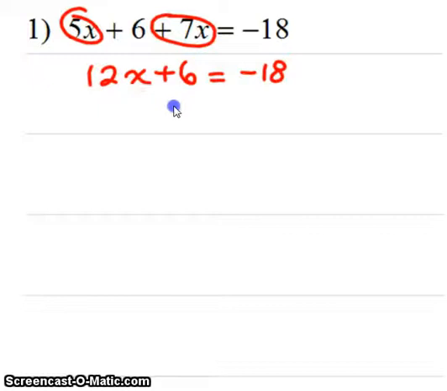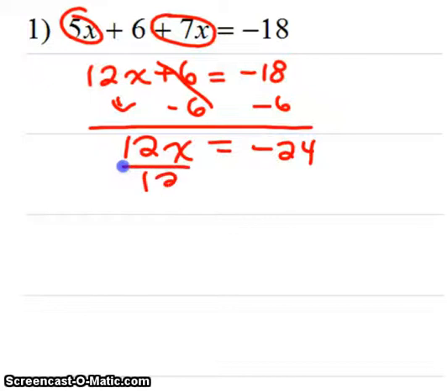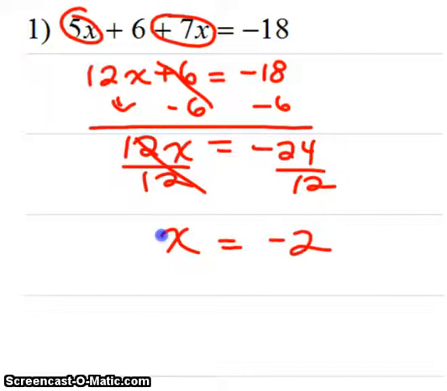We're left with a two-step equation. Get rid of the subtraction and addition stuff first. So I'm going to subtract 6 on each side. Negative 18 minus 6 is negative 24. Bring down the 12x. So I have 12x equals negative 24. To undo multiplication, we divide each side by 12. Final answer of x equals negative 2.